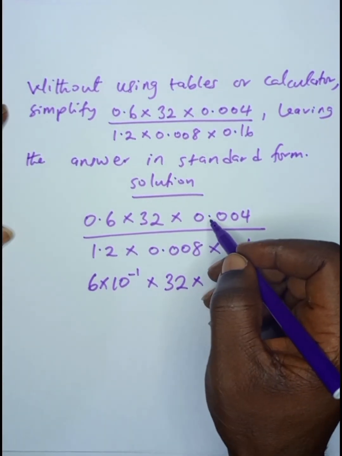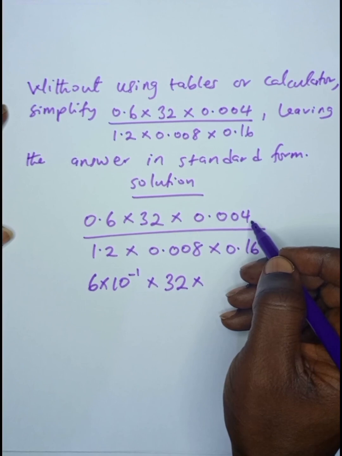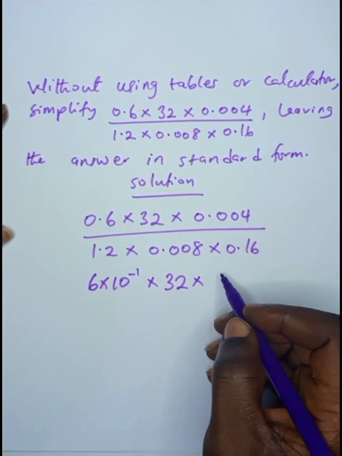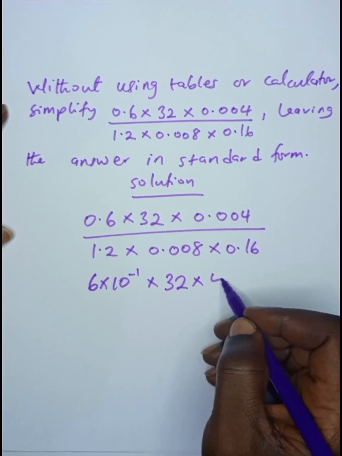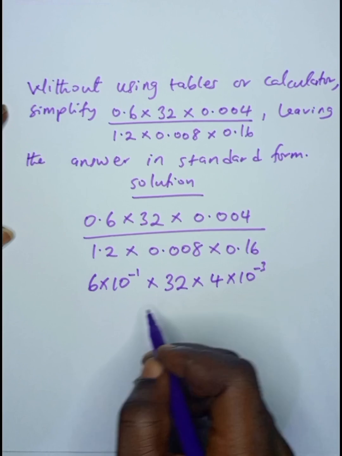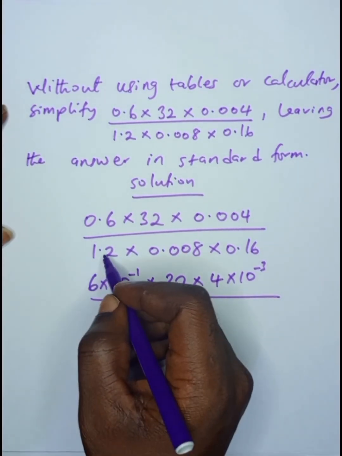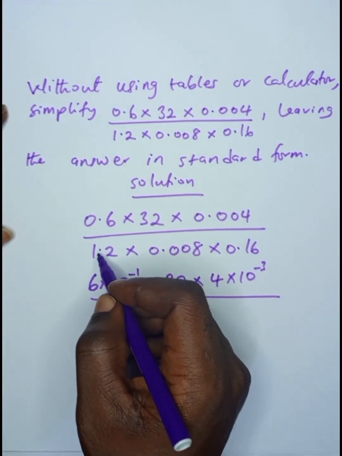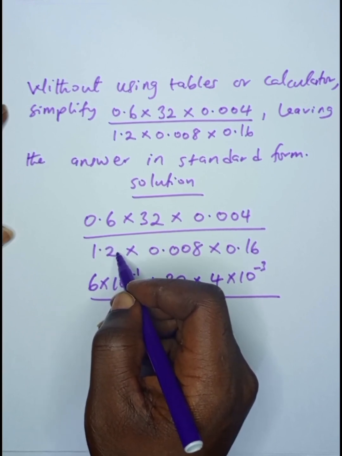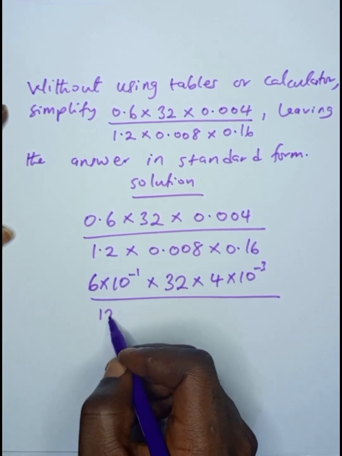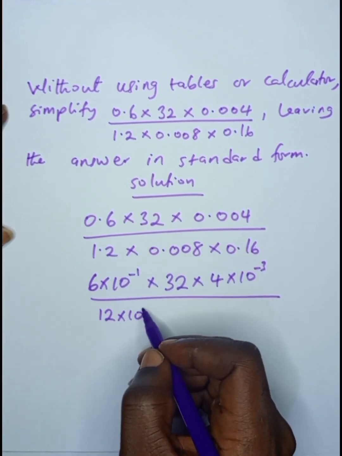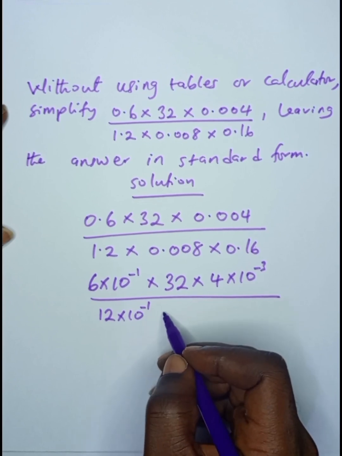Times, now we are moving 1, 2, 3. The point is supposed to be after the 4. So we move 3 steps, so it's going to be 4 times 10 raised to the power minus 3. All over, the point is in the middle of 1 and 2, so it's supposed to be after the 2. So it's going to be 12 times 10, we move one step, raised to the power minus 1.